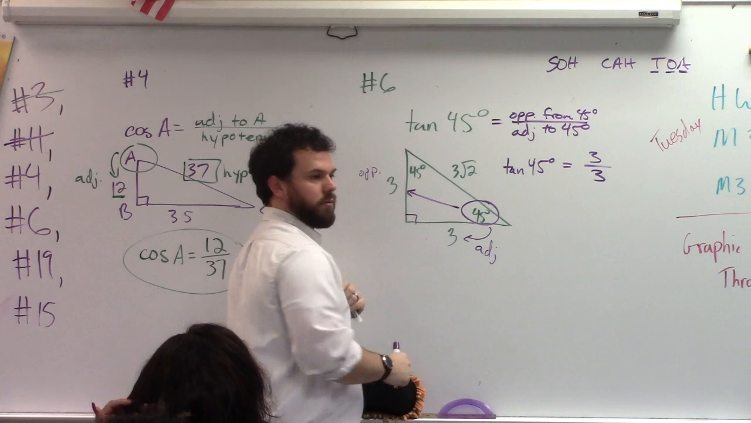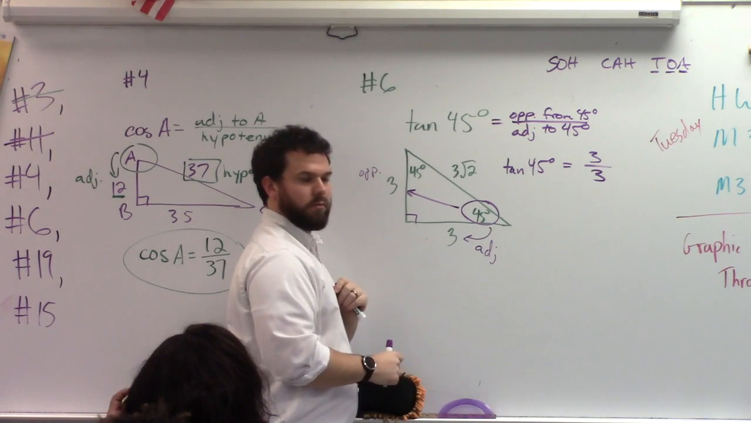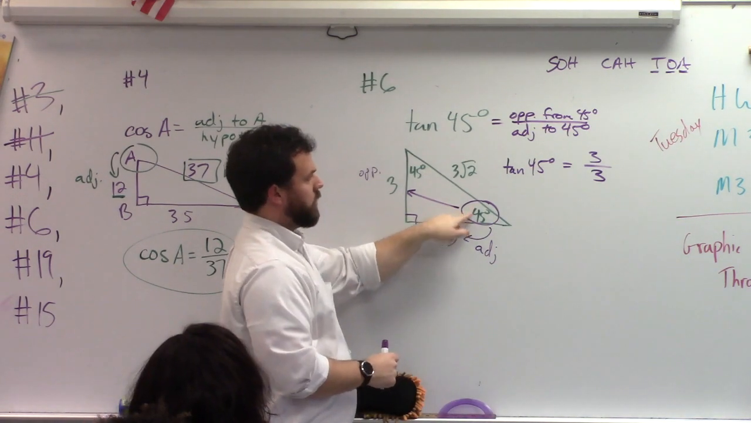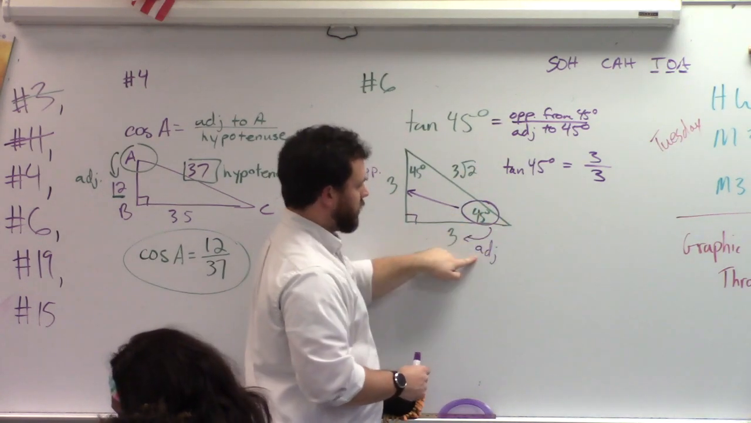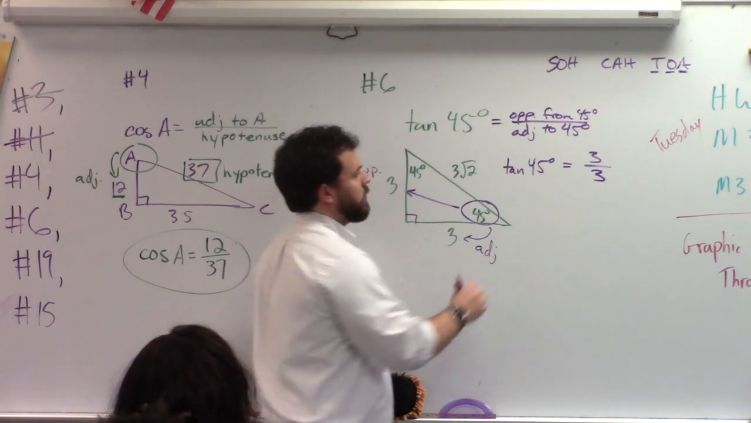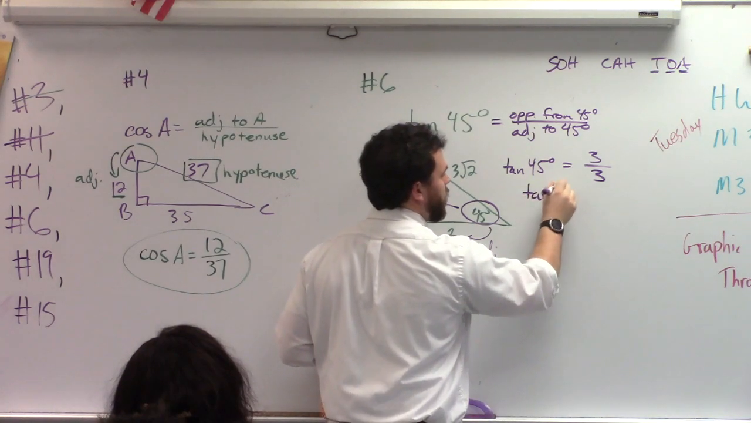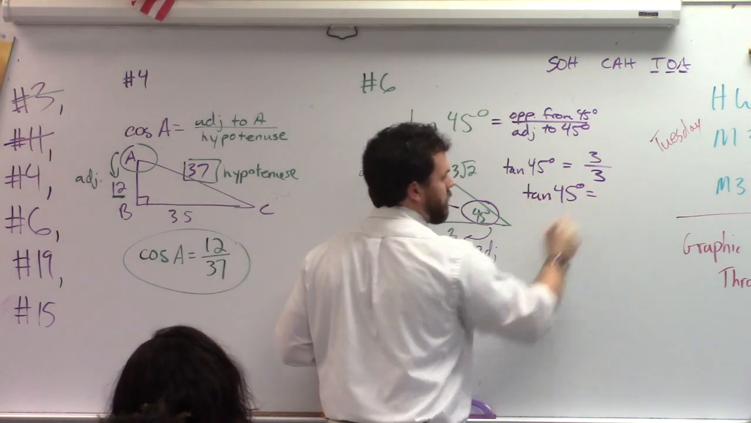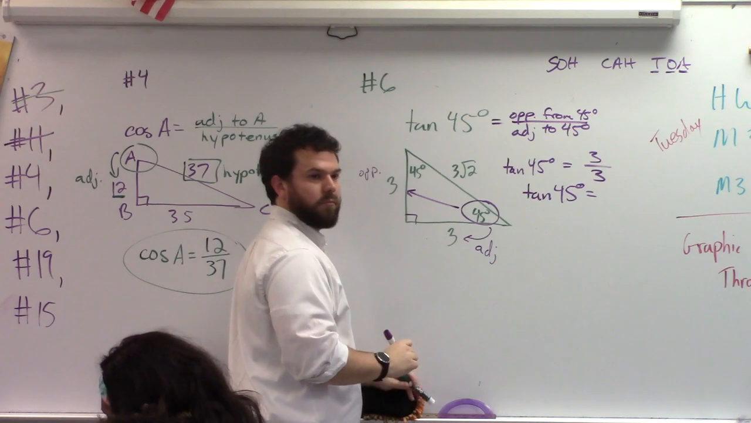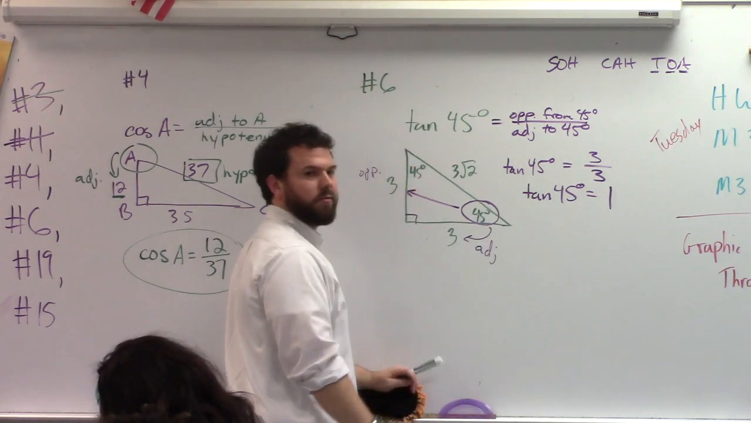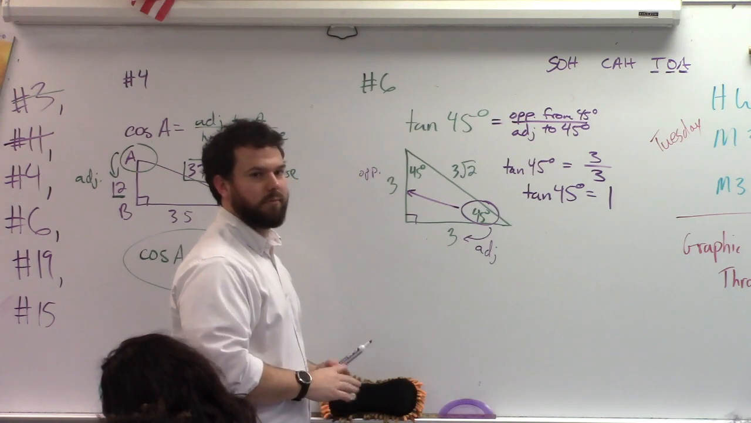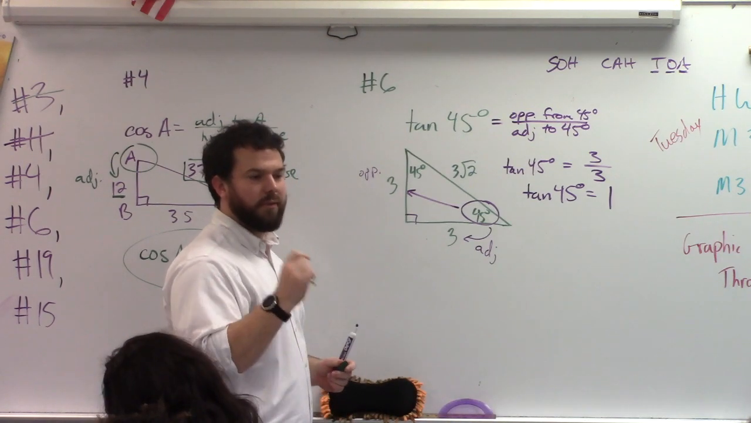They're both the same number either way. Opposite from 45 degrees, and adjacent to the 45 degrees. So tangent of 45 degrees is what? 3 divided by 3 is just 1. Oh, we don't divide. Remember, it's a ratio, we're dividing.